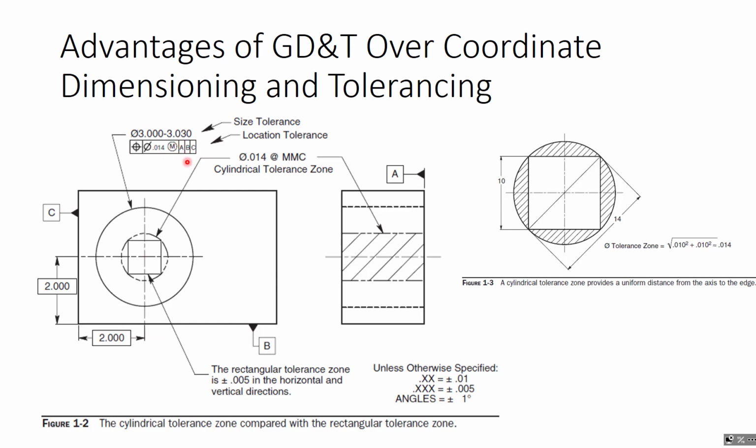When I go back to my feature control frame and I look at the precedence of the datums, the back of the part's usually the first one that establishes perpendicularity. And then we've got the basic dimension 2, that's measured off of the bottom of the part, B, and the basic dimension 2, which is measured off of the left side of the part, which is C.